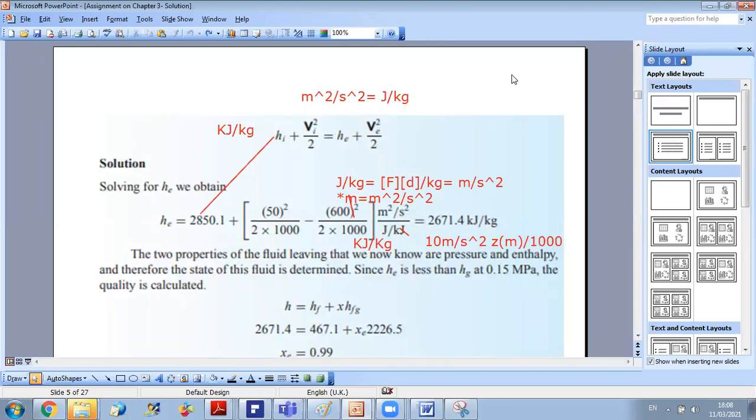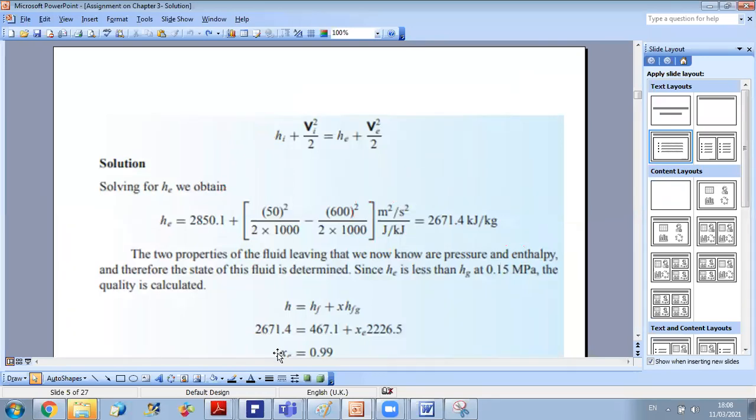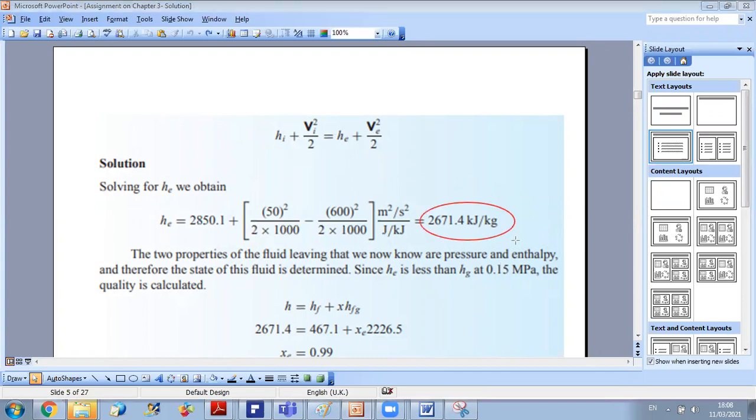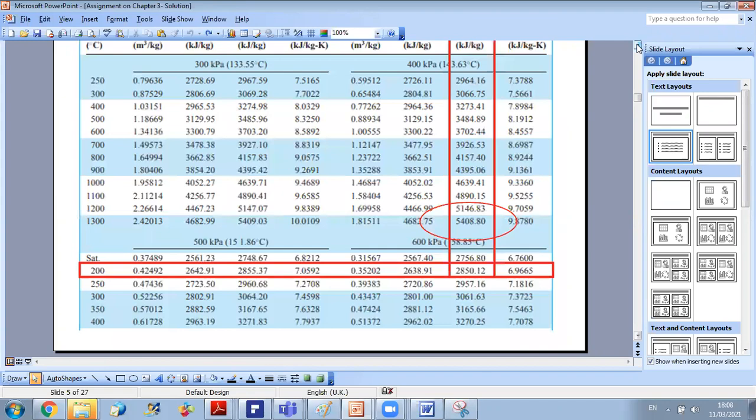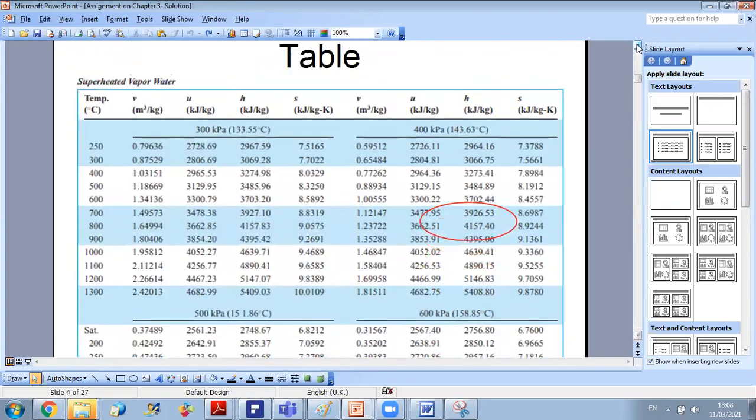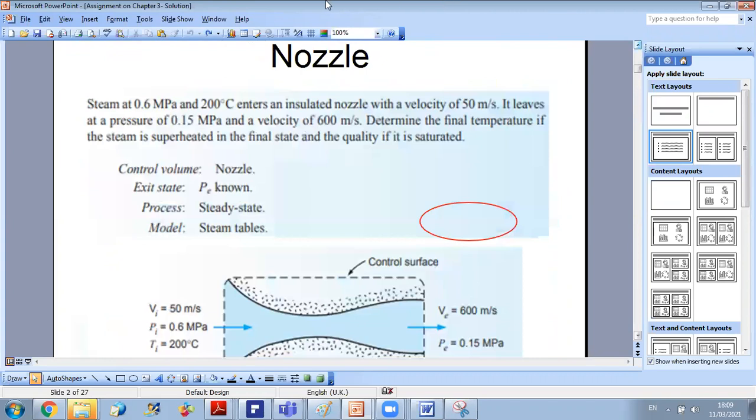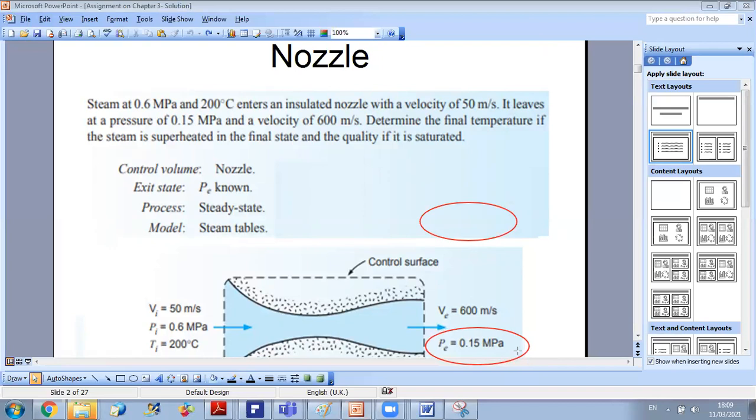Now, what was the question? The question was to know what is the quality at the exit of the nozzle. To find the quality, I can do it because I now know two properties. I know from calculation what h at exit is, and from the given I have another condition, which is the pressure. If I go up, I know the pressure is 0.15 megapascal, and we said that to know the final state, we need another property. The other property was the enthalpy.